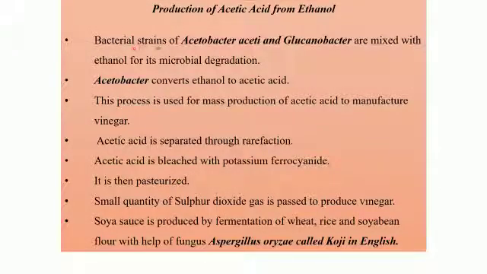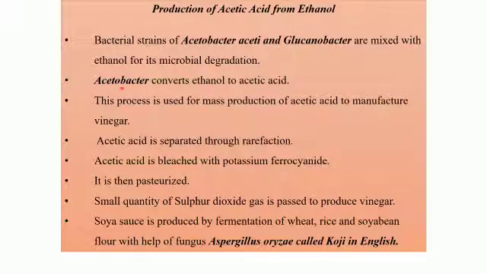Bacterial strains of Acetobacter aceti and Glucanobacter are mixed with ethanol for its microbial degradation. So ethanol is taken, and to that we are adding the bacterial strains of Acetobacter aceti and Glucanobacter. Both these are going to be used to bring about the microbial degradation of ethanol. Microbial degradation means that the conversion of ethanol to acetic acid is going to be brought about by the microbes. So it is microbial degradation.